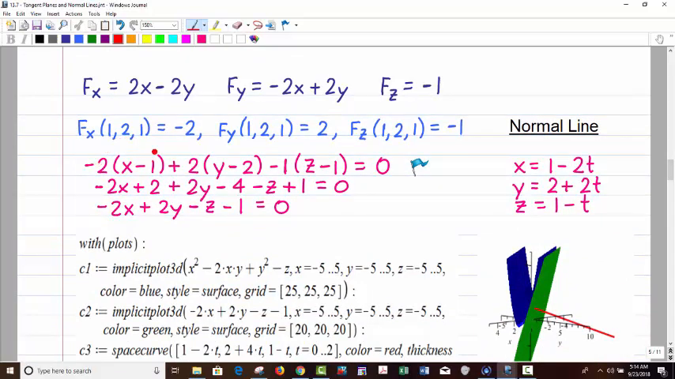But anyway, so it's negative 2 times x minus 1, plus 2 times y minus 2, minus 1 times z minus 1. Once again, I flag that as being correct mathematically, but just in case you had to distribute this out, you can do this.